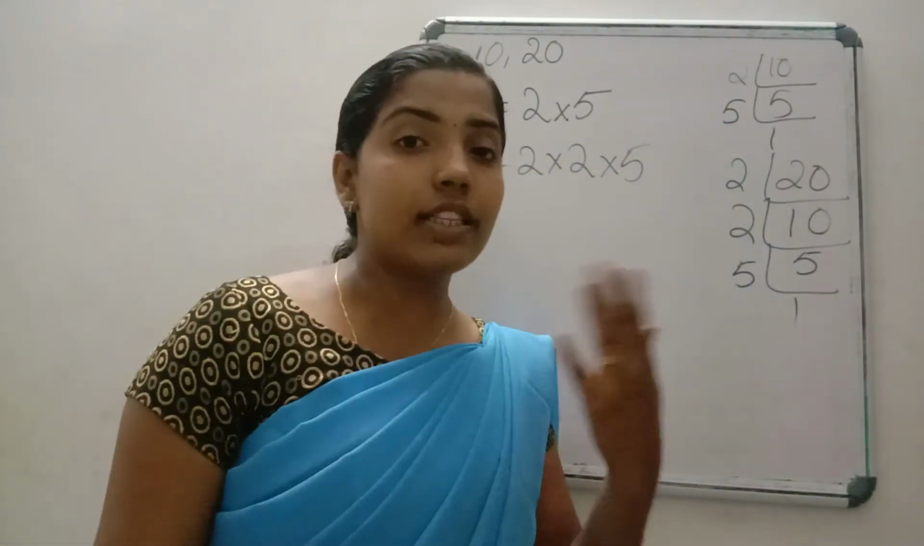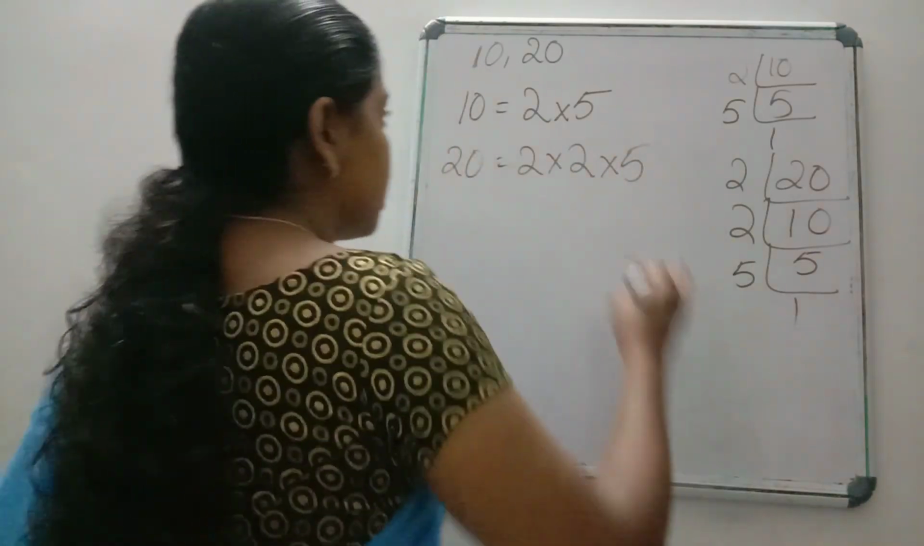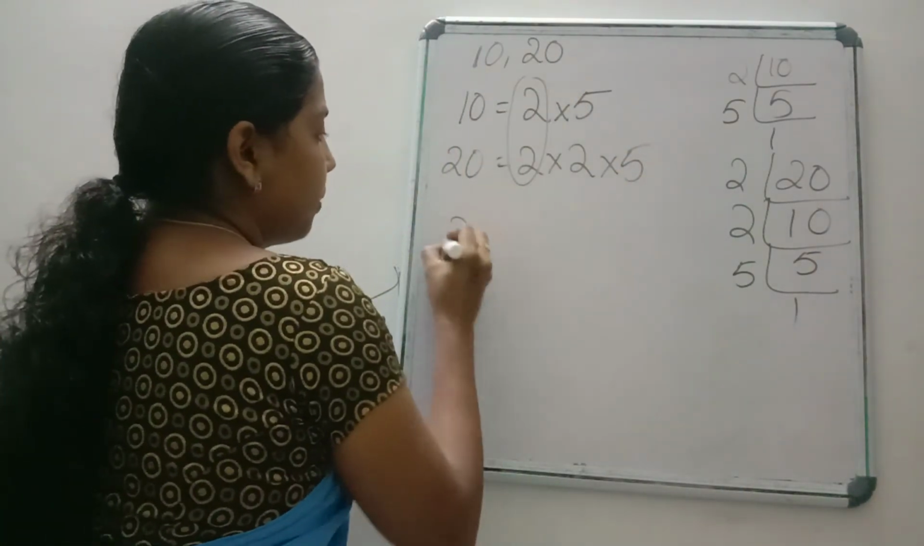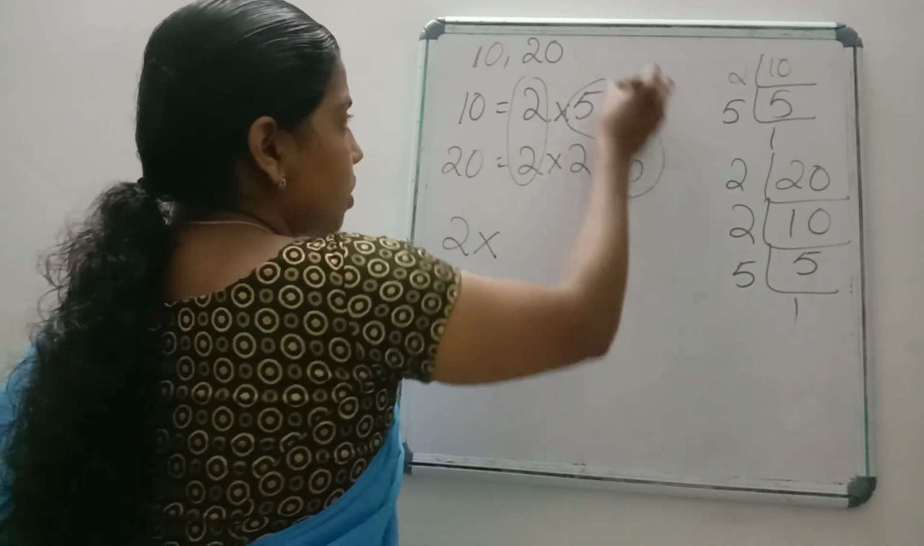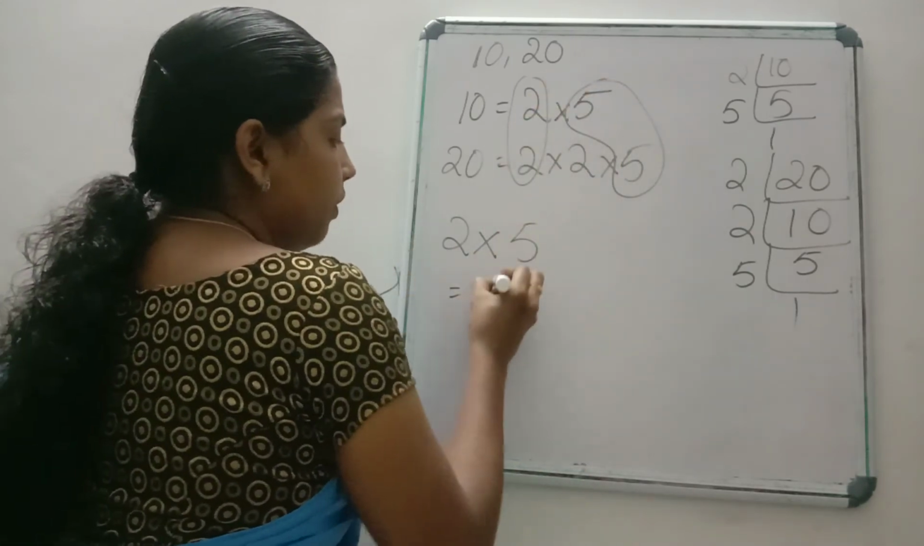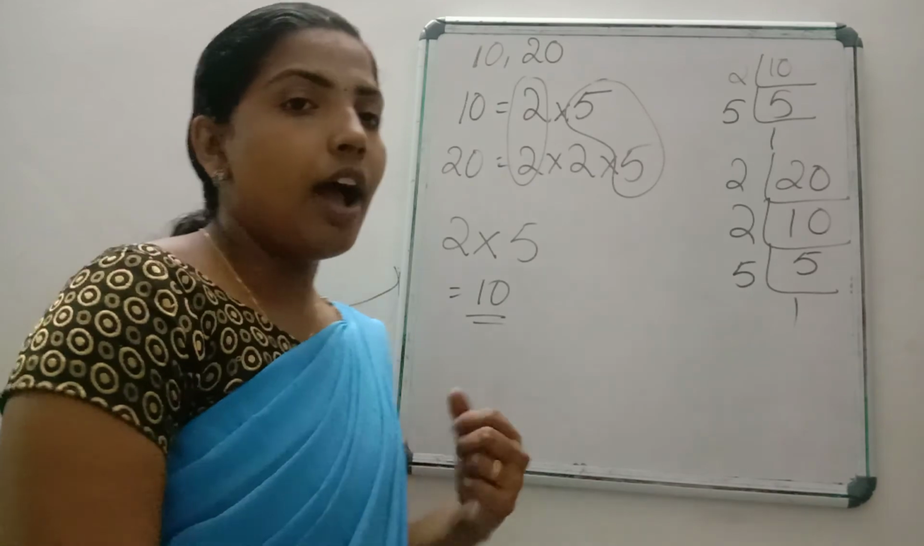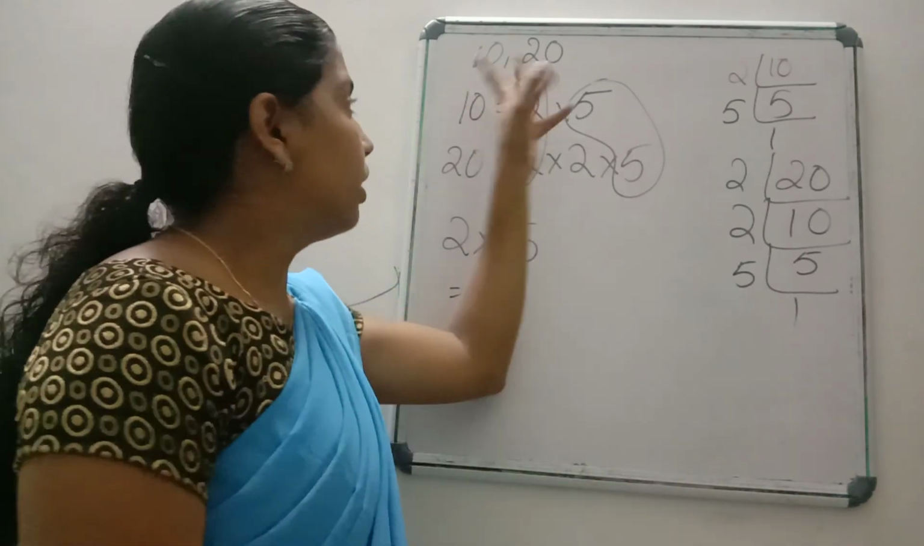We have to find HCF. So collect the common factors first. See, a 2 is common. Now the 5 is common. 2 into 5, 10. 10 is the highest common factor of 10 and 20.